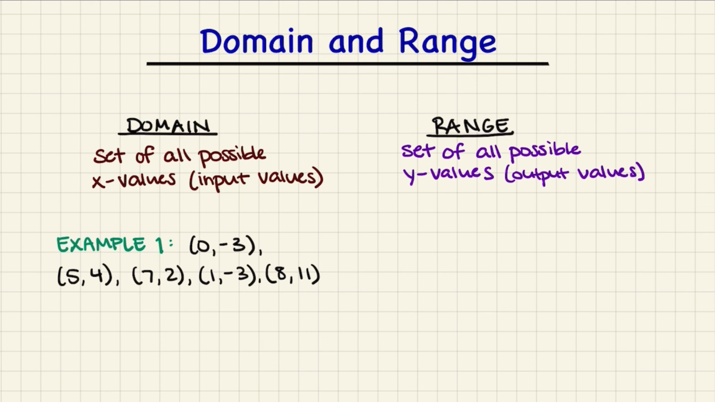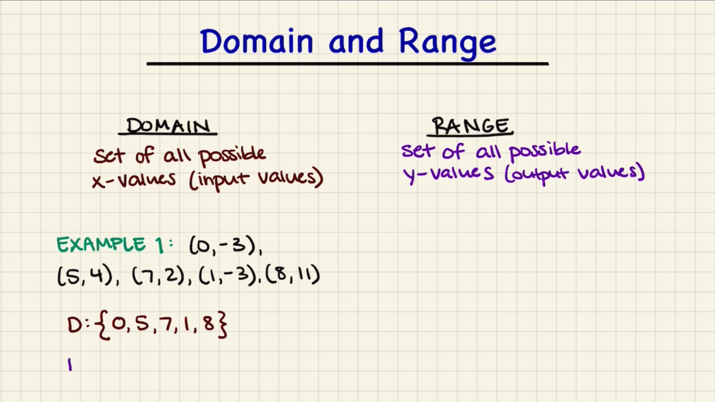In our first example, we're given a set of points. So the domain, which I'm going to abbreviate with a D, is the set of all possible x values. So we're going to look at the x coordinates and just list them. And we're going to use curly brackets to indicate that we're listing them: 0, 5, 7, 1, and 8. So that is our domain.